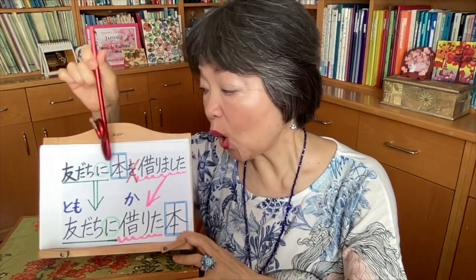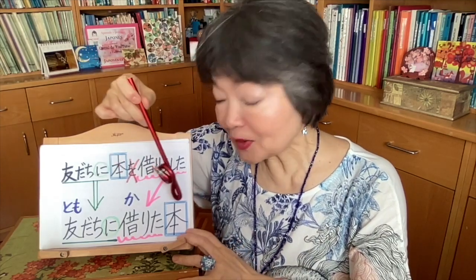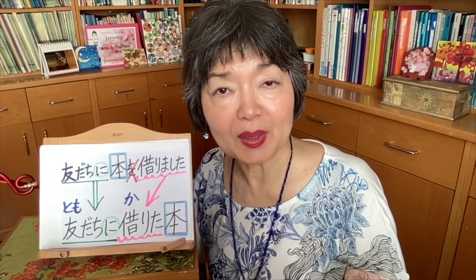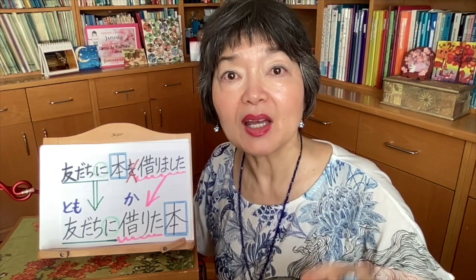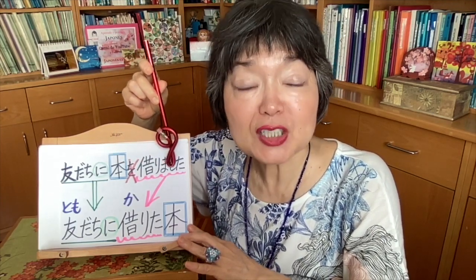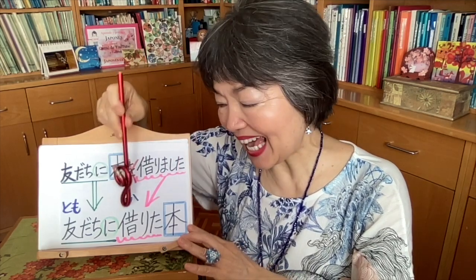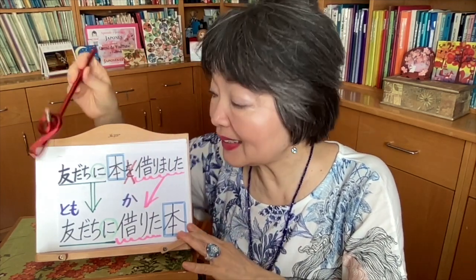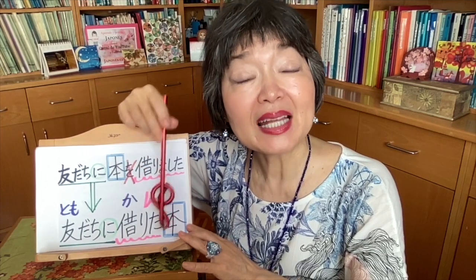So this noun, 本, the book, must be placed at the end. This is the most important point and the most difficult point for foreigners. This particle を here also disappears. 借りました is the past tense and you must change it to plain form. In this case, 借りた, and the other words that are here we can add here. So 友達に the same. 友達に借りた本, the book that I borrowed from my friend.